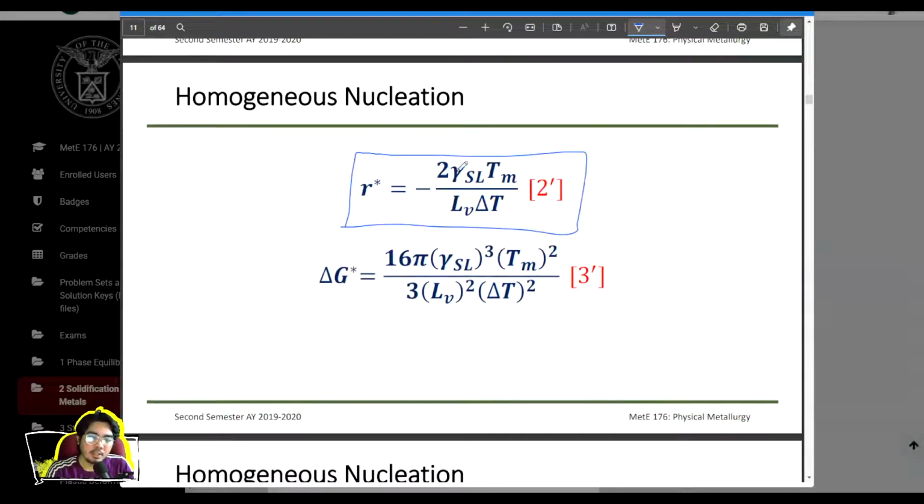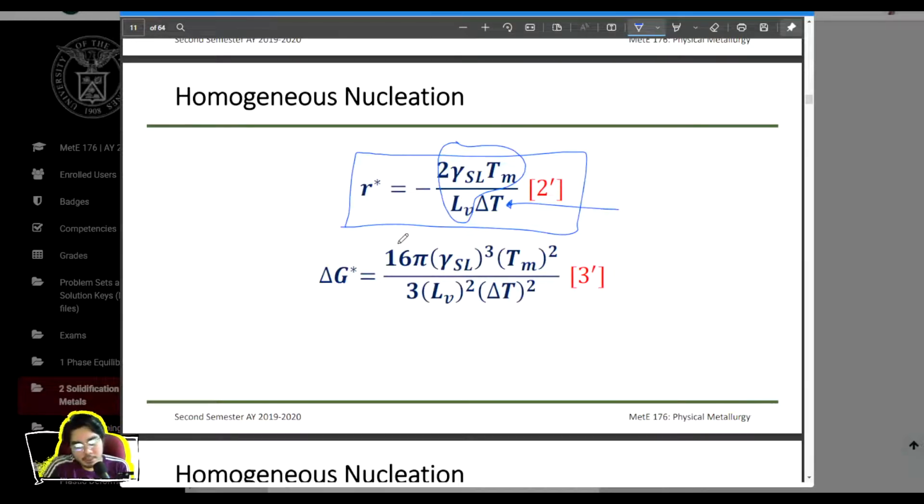And notice na itong mga factors na to or itong variables na to are constants. So this is a thermodynamic quantity. This is also a thermodynamic quantity. TM is also a thermodynamic quantity. So the only independent variable dito na pwede mong baguhin is actually itong degree of undercooling, delta T, no? And same goes with itong delta G star, no? So it seems na r star is inversely proportional with delta T.